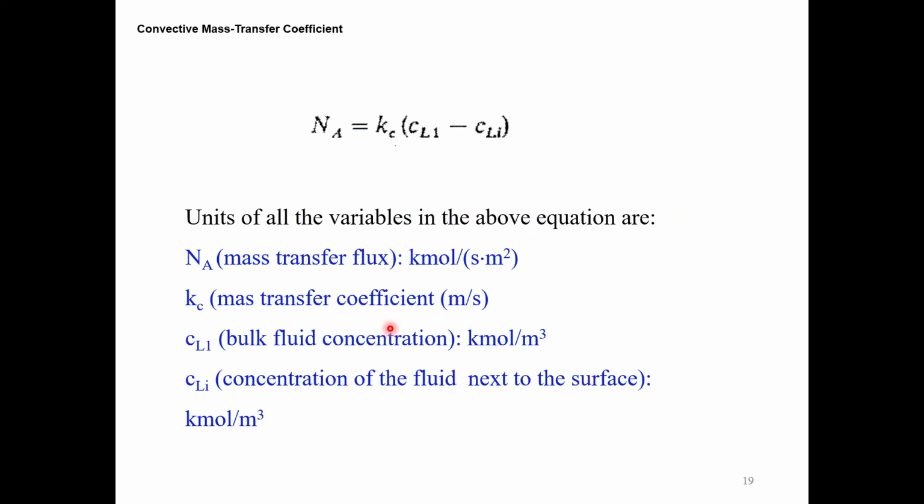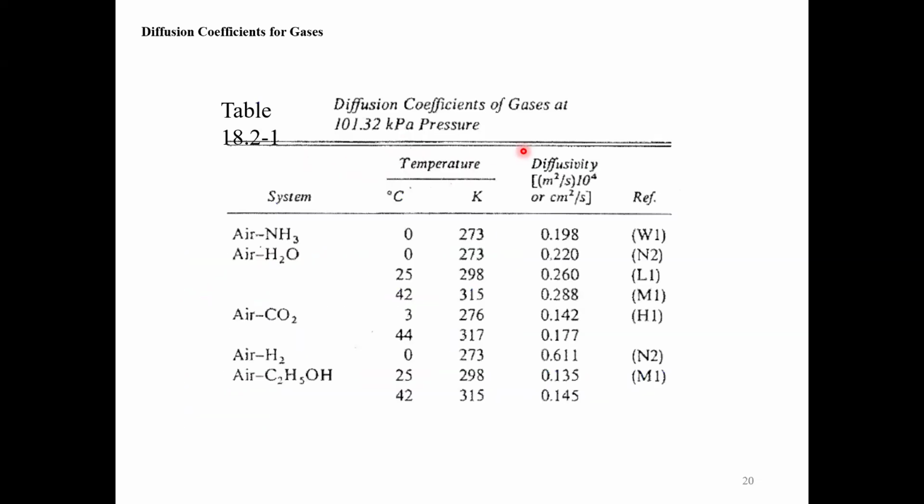When convective mass transfer is happening, analogous to what you saw in heat transfer, the mass transfer flux is given by a mass transfer coefficient. Like we had the heat transfer coefficient h, now you introduce a new constant called the mass transfer coefficient. With that you can estimate your mass transfer flux. And to be able to calculate your free diffusion flux, you should know the diffusion coefficients.